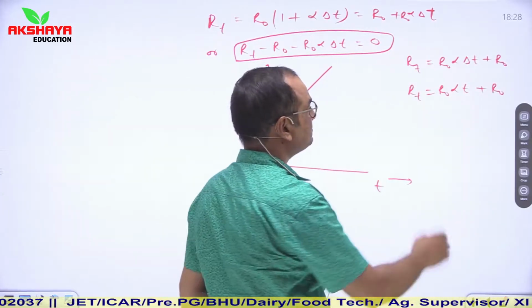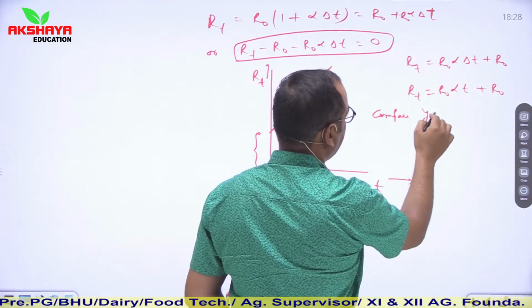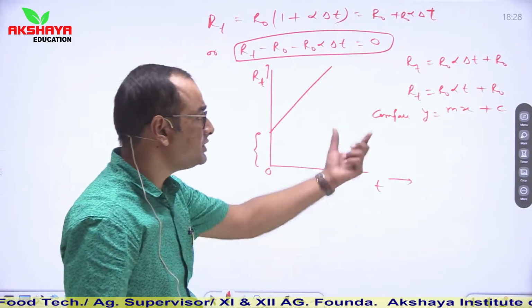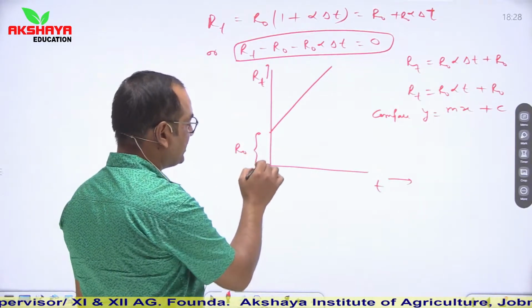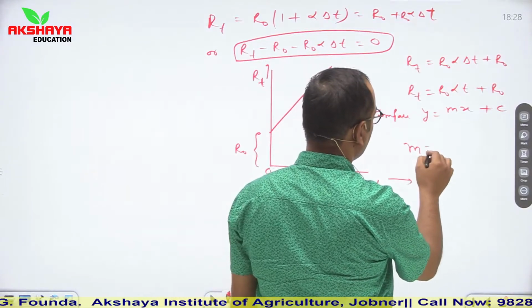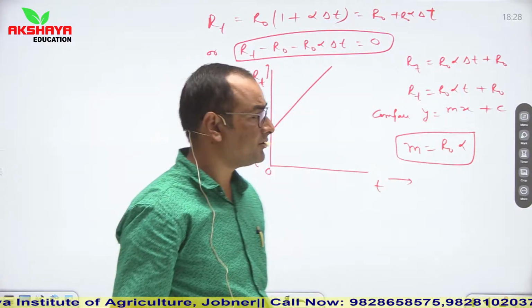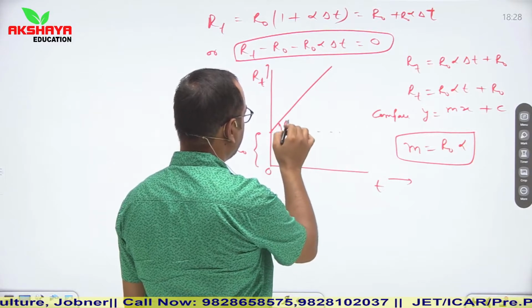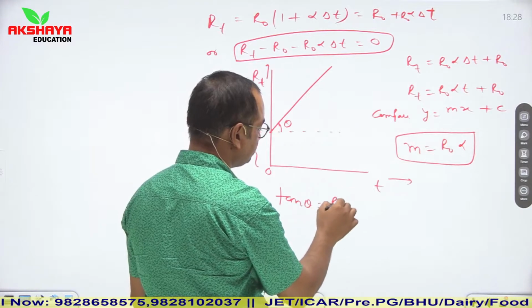So compare this relation with y is equal to mx plus c. This c is the intercept on y-axis, so this c is R naught. And if we talk about the slope of this graph, then the slope is R naught alpha. Questions may be asked from this relation: if we calculate the slope of this graph, and let us say this is the angle theta, then tan theta is equal to R naught alpha.